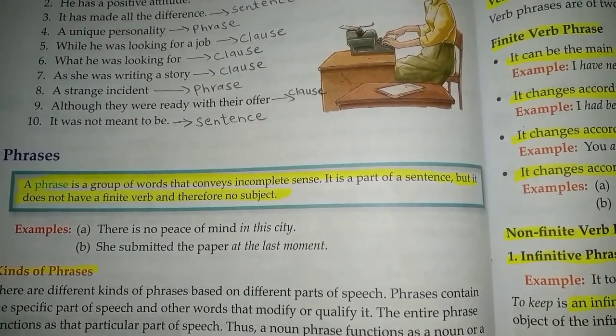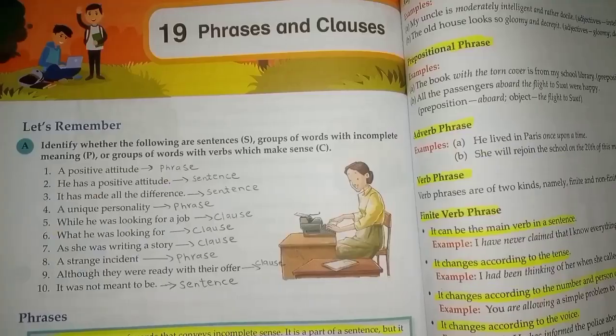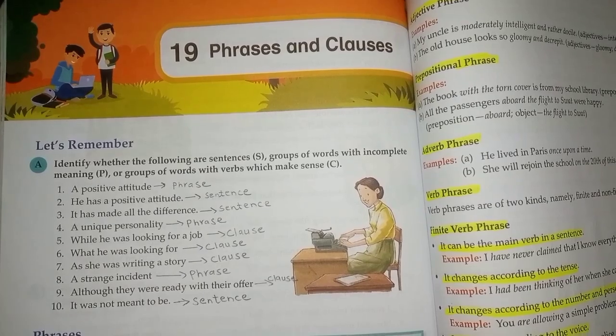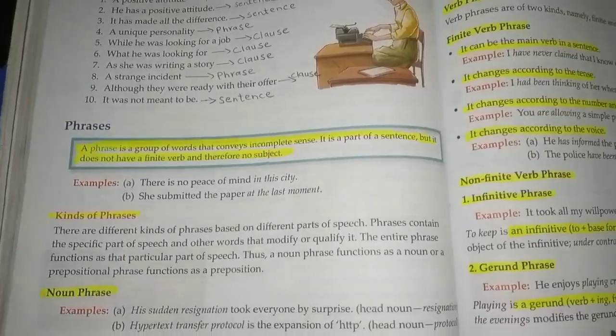For example, in the garden, very pretty, a beautiful flower. These are examples of phrases because there is no subject and verb. These groups of words give meaning, but they are not complete sentences.